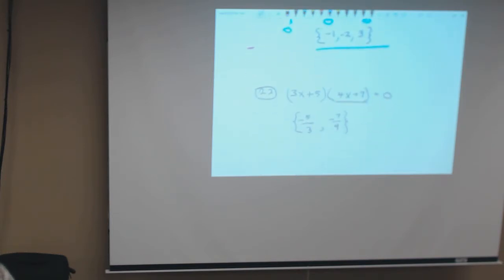Why do I have number 22 up here? Because you can get fractions. If this times this is 0, then 3x plus 5 equals 0, or 4x plus 7 equals 0.